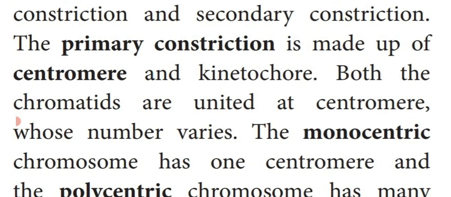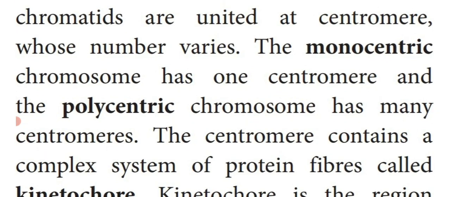The number of centromeres varies. If the centromere is only one, it is said to be a monocentric chromosome. More than one centromere present in the chromosome is known as polycentric. Poly means what? Many. So many centromeres present in the chromosome means a polycentric chromosome.